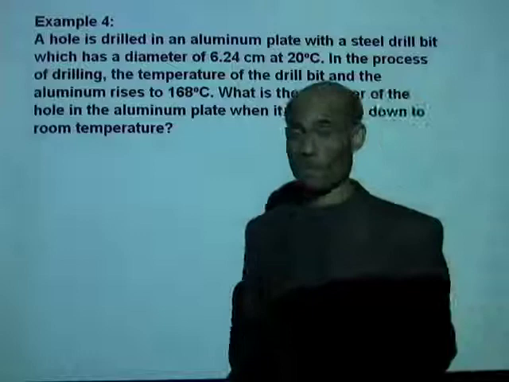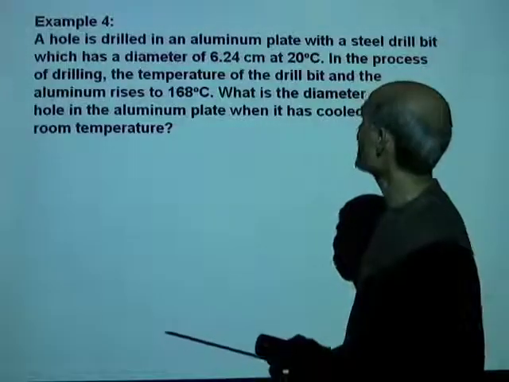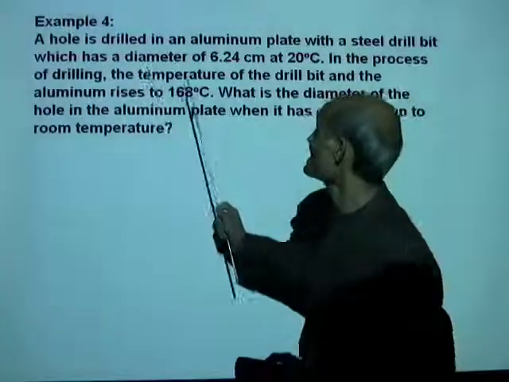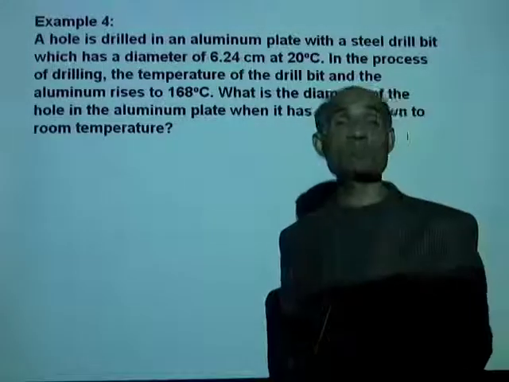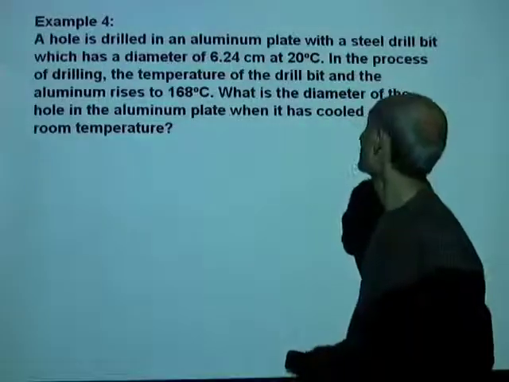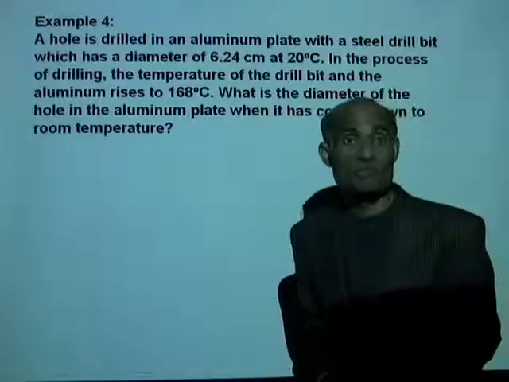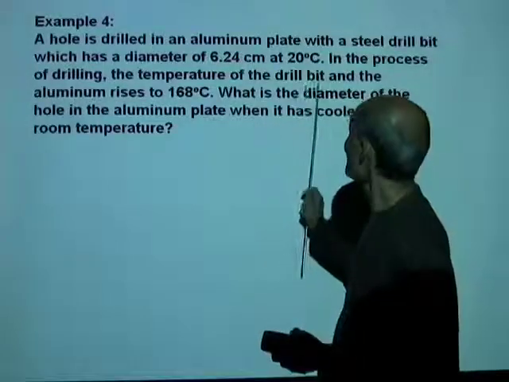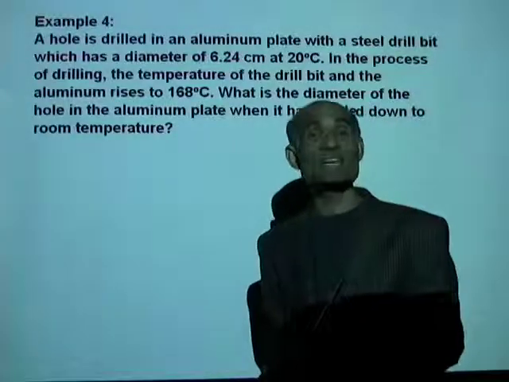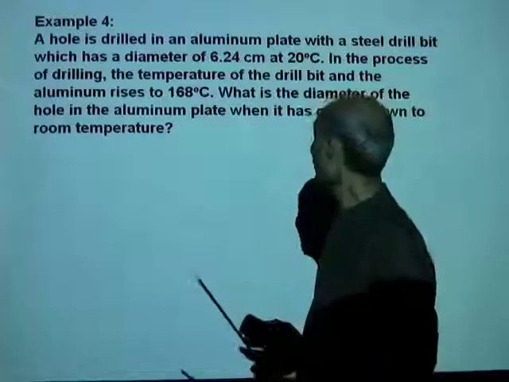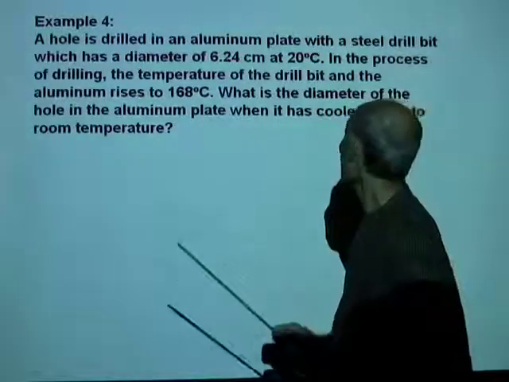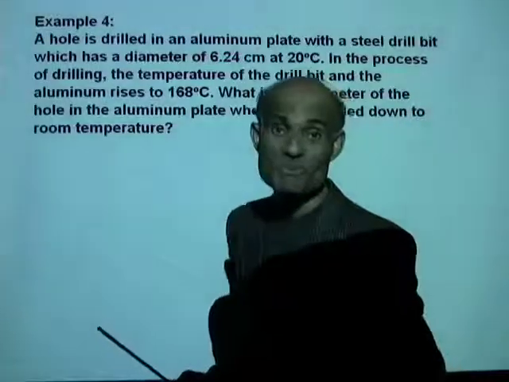Alright, another one. A hole is drilled in an aluminum plate with a steel drill bit which has a diameter of 6.24 centimeter at 20 degrees Celsius. In the process of drilling, the temperature of the drill bit and the aluminum rises to 168 degrees Celsius. What is the diameter of the hole in the aluminum plate when it has cooled down to room temperature?